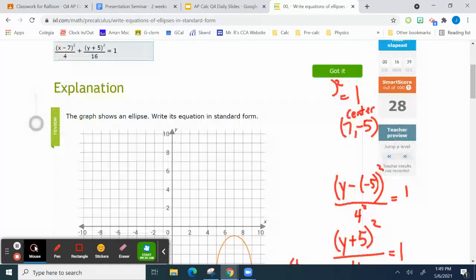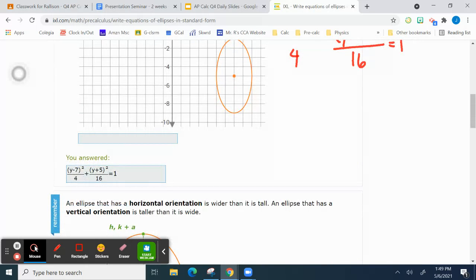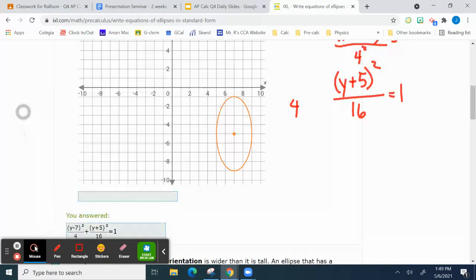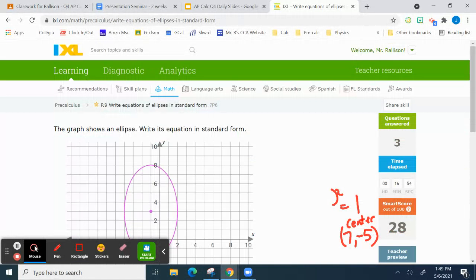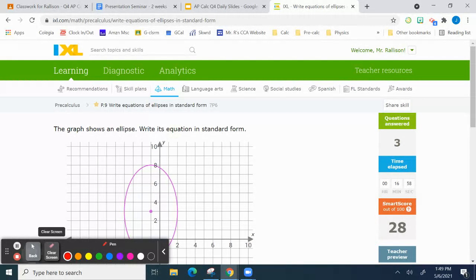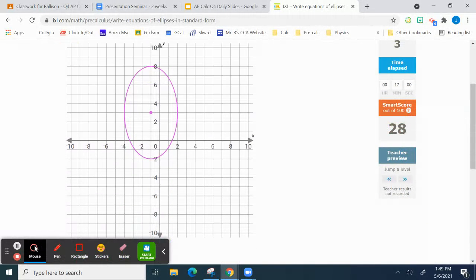x minus 7, y plus 5. That's like the wrong dash or something. I must have accidentally held down the control key. Anyway, so that's right. So I am going to hit got it, and then in the next 30 seconds, I am going to clear that. I'm going to skip a level, see if there's anything we need to know about.